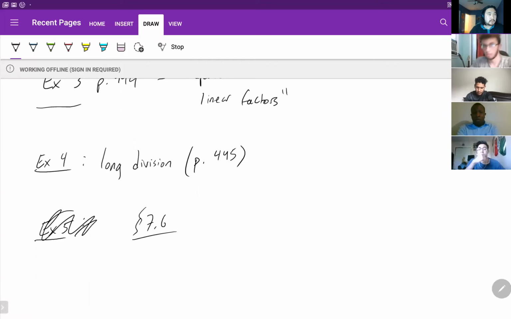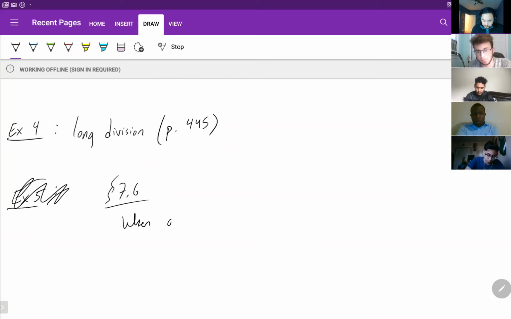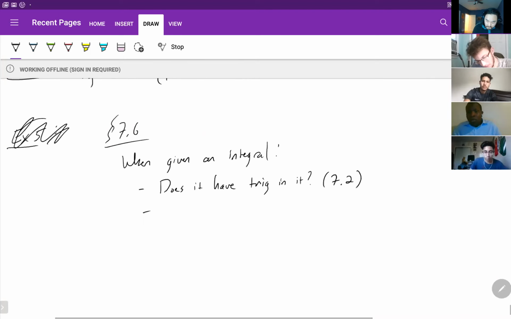I think it's a good idea to do a think-aloud and write down the thought process when given an integral. When given an integral, your first thought is not "holy crap, oh no, it's an integral." No, your first thought is: does it have trig in it? That's from section 7.2. Second thought, I guess there's no particular order: can you use sub?